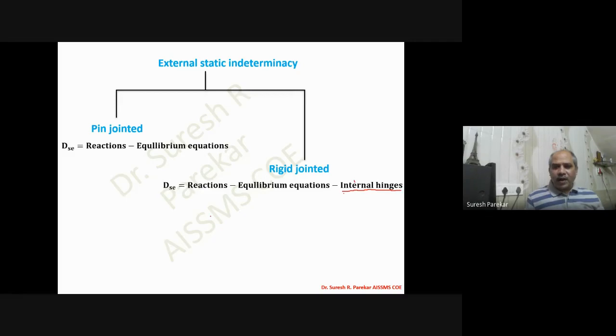In some books, this is given as R minus E. And what is E? E is equilibrium equations and internal hinges, or it can be mentioned as constraint, we are going to say. That equilibrium equations we are going to consider relate to your constraint or relate to your hinges. So we have DSE equal to R minus E, and E we can say is equilibrium equations plus the number of internal hinges.